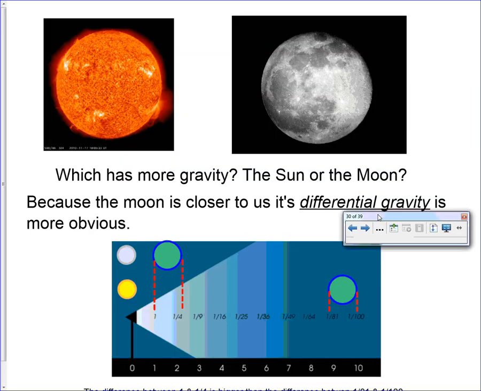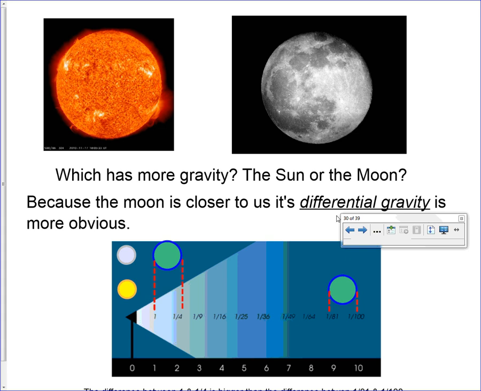Okay, so first off, let's talk about what has more gravity. Clearly the sun is much, much more massive than the moon, so it does have more gravity. But because the moon is closer to us, the difference in how its gravity decreases is much more obvious. And this is due to something called the inverse square law, which says that if you take the square of the distance you are from a source, that's how much the intensity of the gravity decreases.